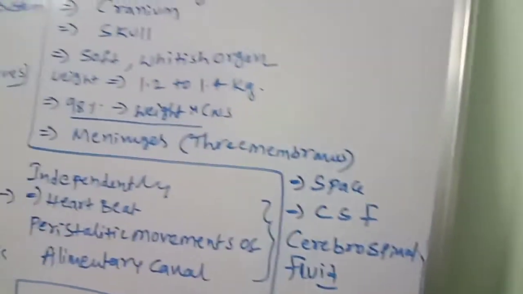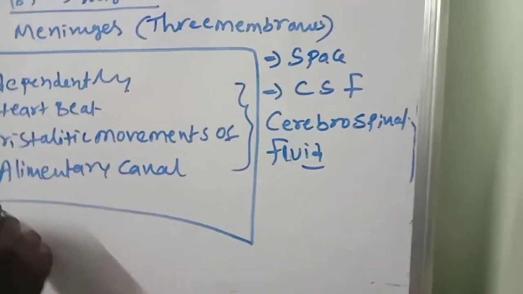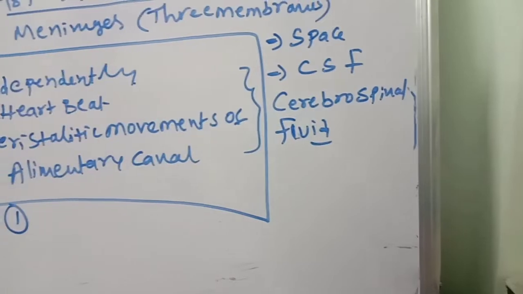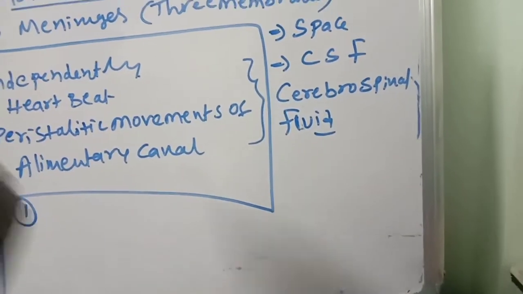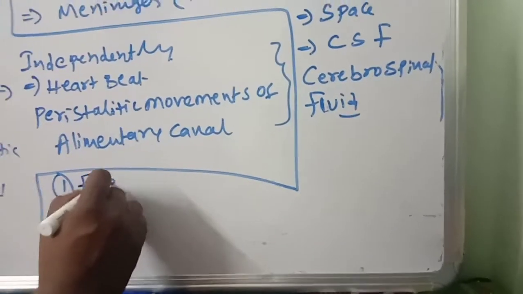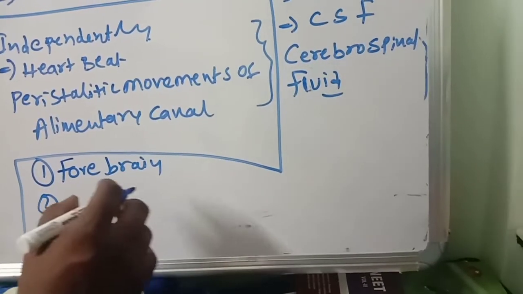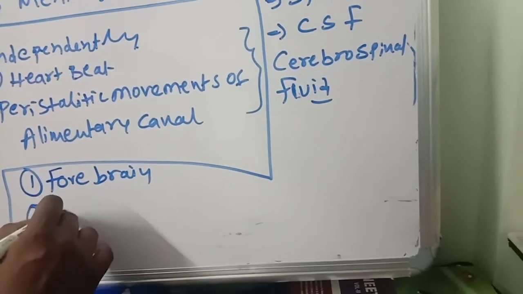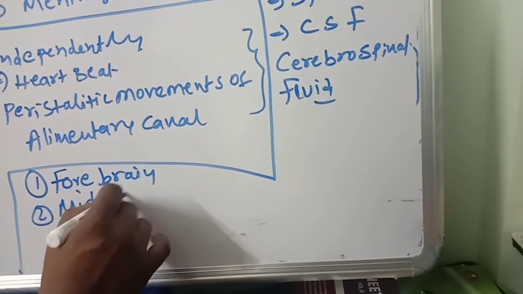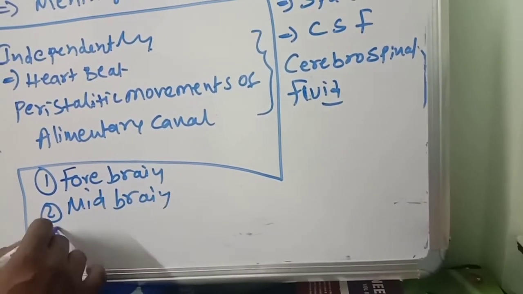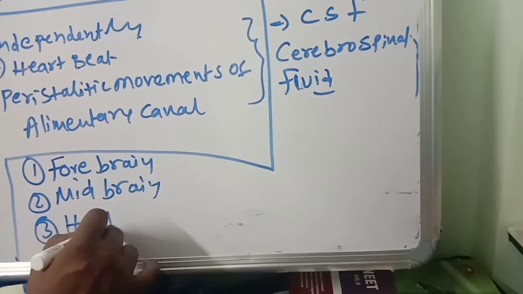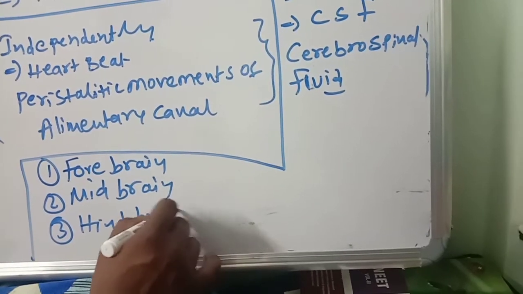The brain is broadly divided into three parts. The first one is forebrain, the second one is midbrain, and the third one is hindbrain.